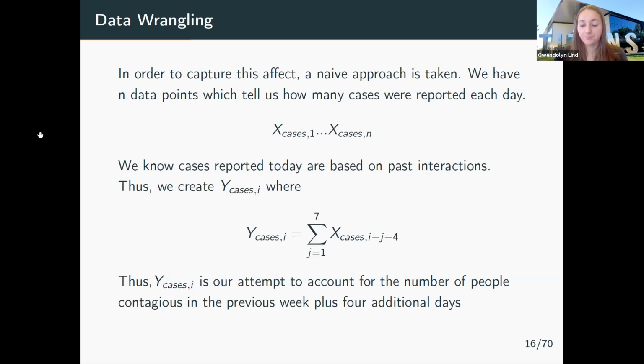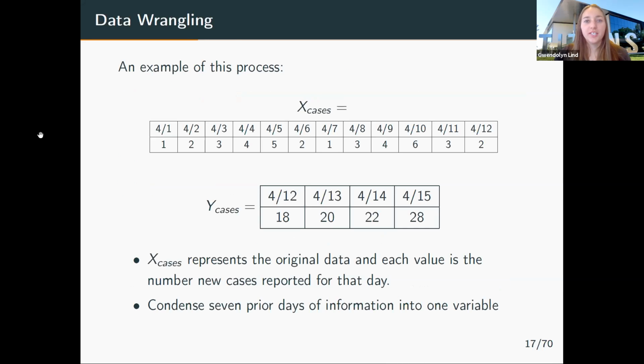infected to show symptoms. Just an example of how this works, x still represents the original data and y is the approach from the previous slide that I just talked about. We can see from 412 that the sum of the cases from 4.1 to 4.7 is a total of 18 cases. So this is an overestimation of the true case reported from 412, which is showing 2 cases. But we now have condensed 7 prior days of information into one variable. The attempt is to capture the number of people who were contagious last week.